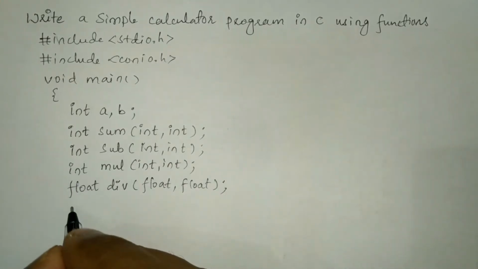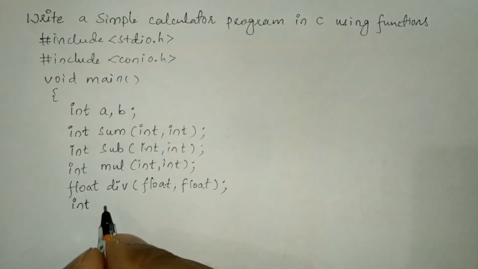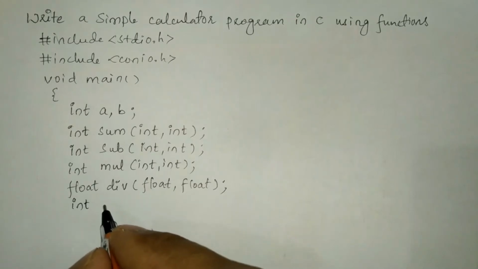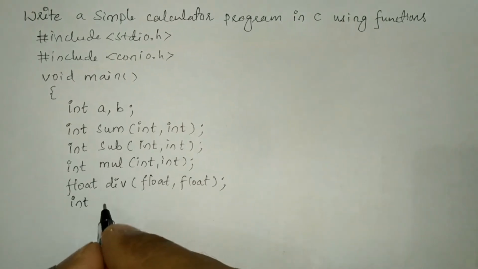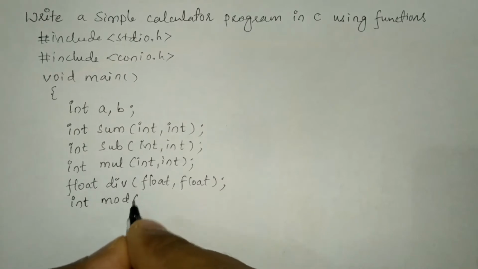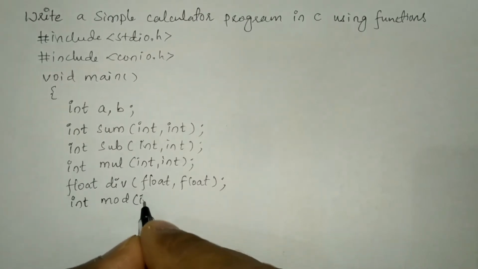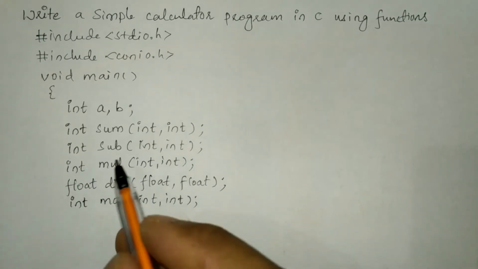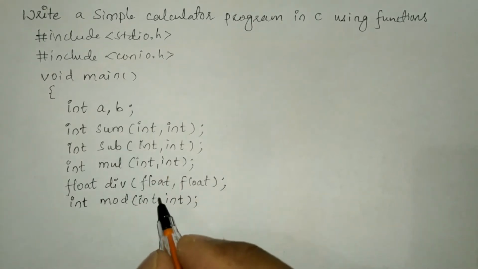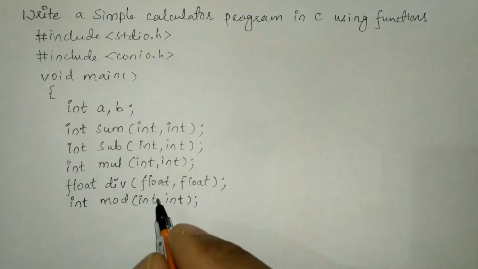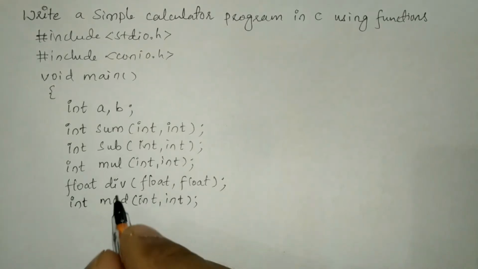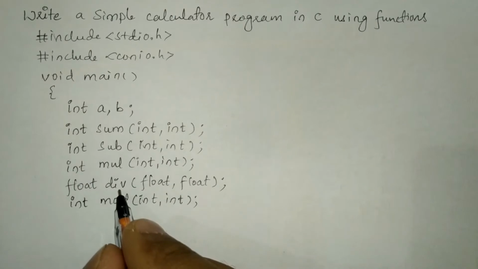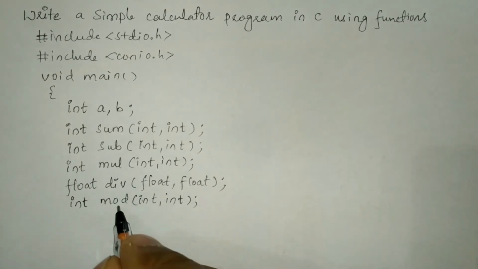Next we are going to write one more arithmetic operator, that is modular division. Here I'm going to write int mod, and I'm going to pass int, int to this function. So all of these are five arithmetic operators. Using this we'll be able to calculate values. Here integer division gives us the quotient and modular division always gives us the remainder.